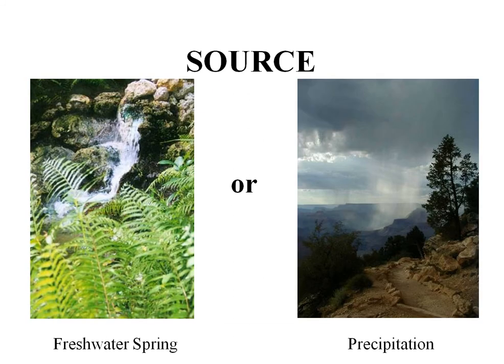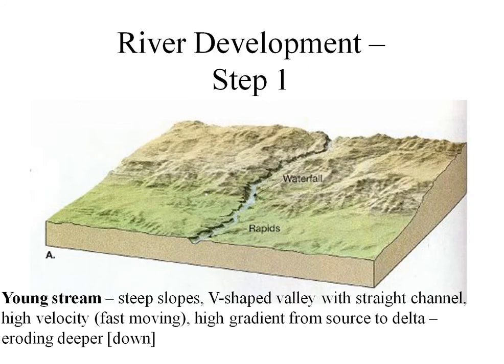The source can either be a spring, a freshwater spring, where it's flowing as the aquifer reaches the surface, or it can be precipitation, typically up in the mountains. The first stage of river development looks like this. Young stream, very steep slopes. It's a V-shaped valley, fairly straight channel, which means it's fast moving, high velocity, and its main job is eroding. Fast flowing, lots of rapids. This is your typical mountain stream.